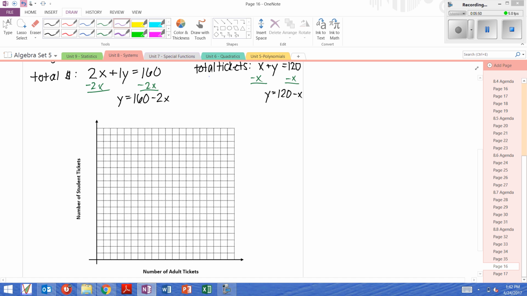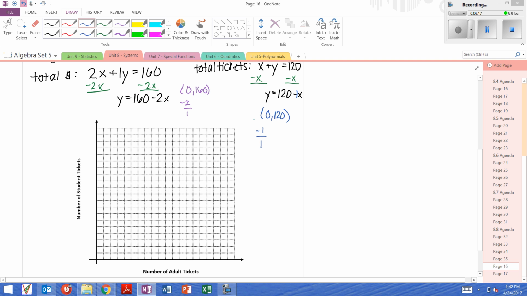So if I would like to graph these, I can get some information from them. The first thing that I notice is that my y-intercept is at (0, 160) for my first equation, the total money equation, and the slope is negative 2 over 1. Let's do the same thing with our total tickets. That has a y-intercept of (0, 120), and the slope here is negative 1 over 1.